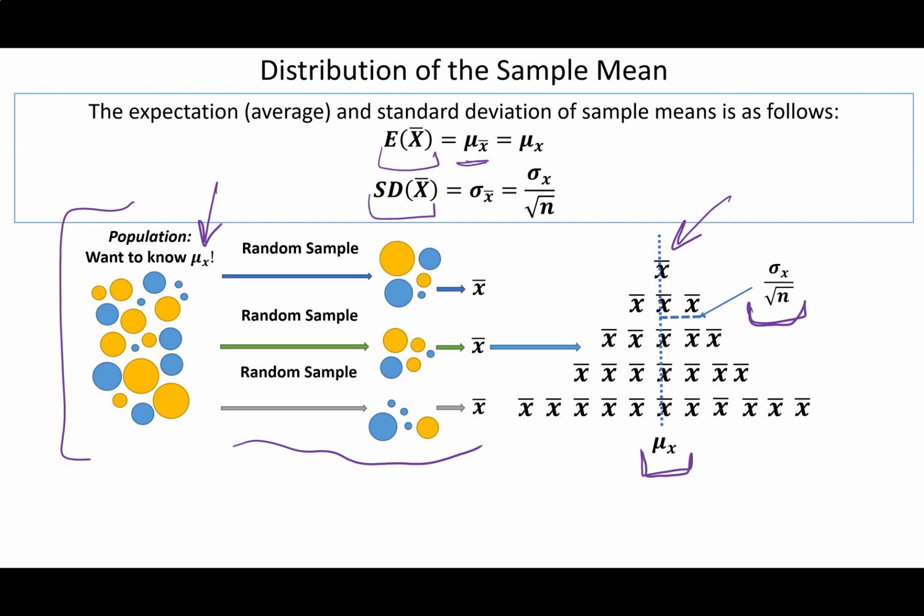The standard deviation of x bar gets this notation, standard deviation of x bar. It's equal to the standard deviation of the population divided by the square root of your sample size. So in this sense, it's very important how big or small your sample is. The smaller your sample, the bigger the spread. The bigger the sample, the smaller the spread, that kind of idea.